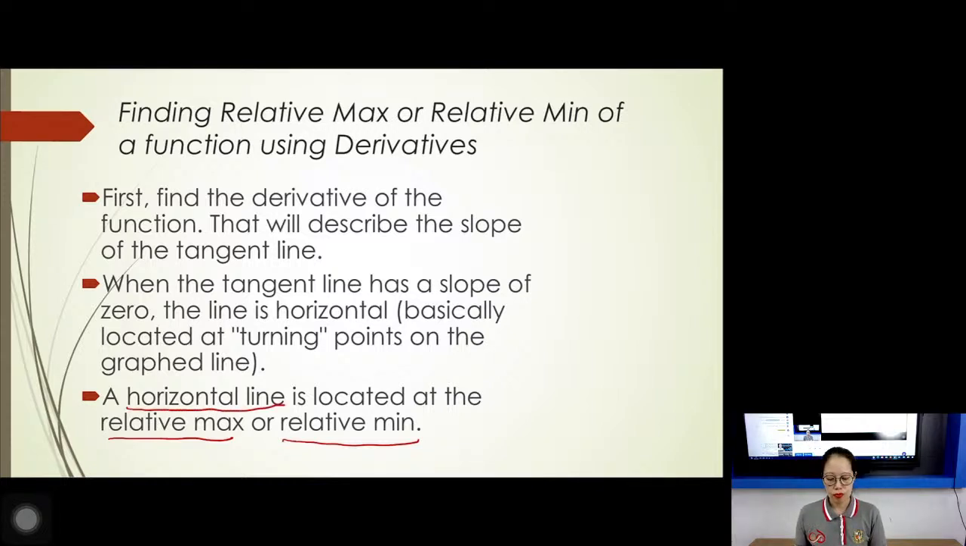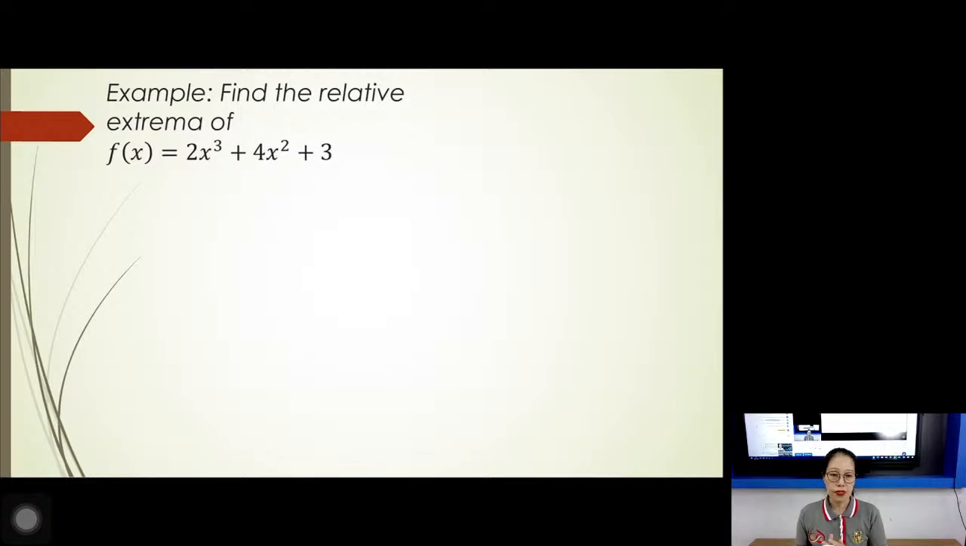All right, we have our first example. Please get your paper and pen. It's time for us to solve. We're going to find the relative extrema, meaning the minimum and maximum, of our function. We write f of x is equal to 2x cubed plus 4x squared plus 3. So what is our first step here?